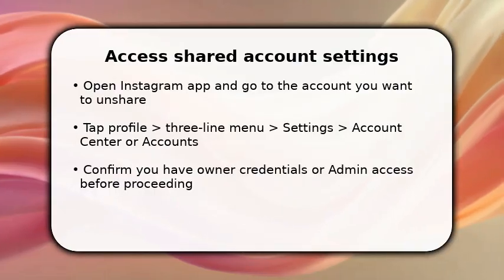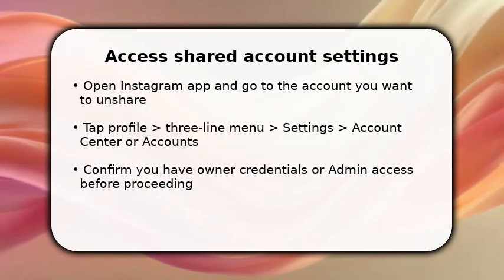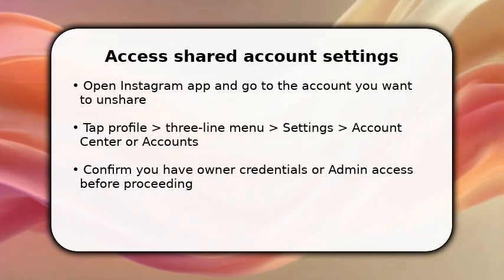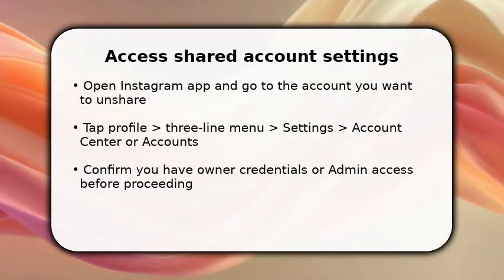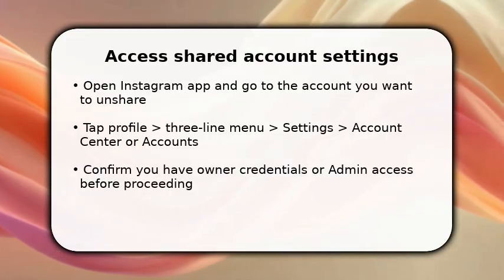You're starting with the account already open. Go straight to Settings. Tap the three-line menu, then Account Center or Accounts depending on your app version. Once there, locate Shared Access, Linked Accounts, or People with Access.